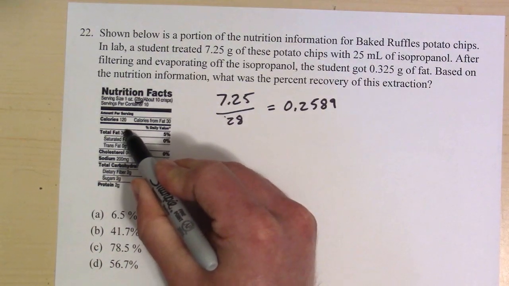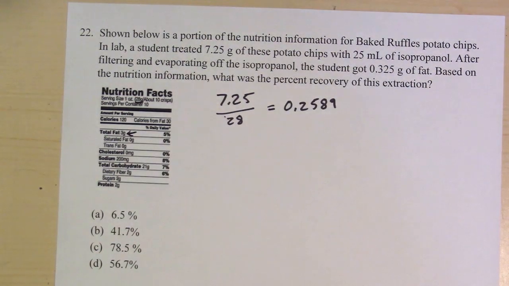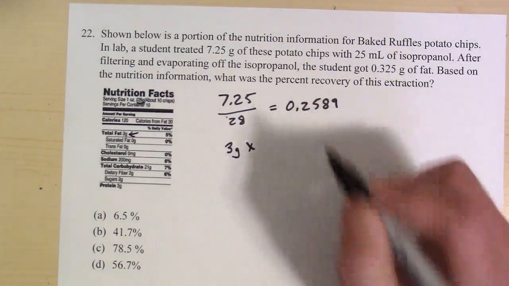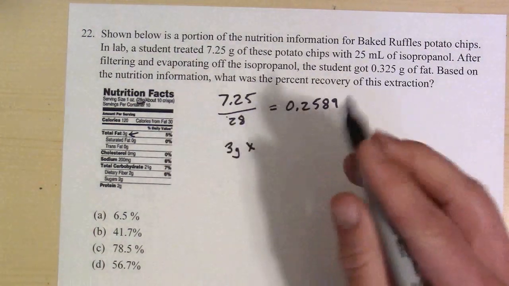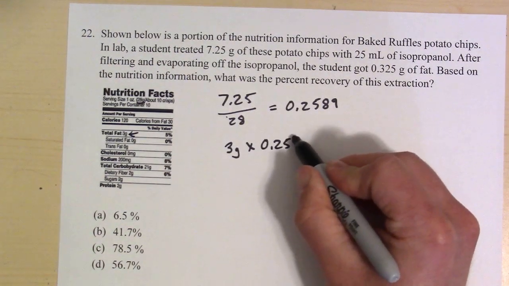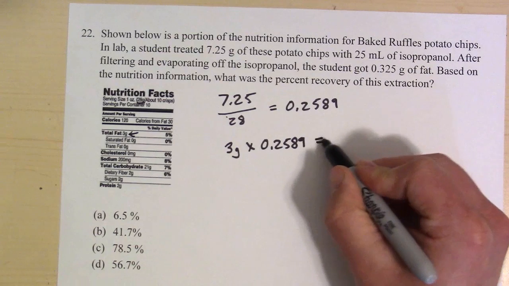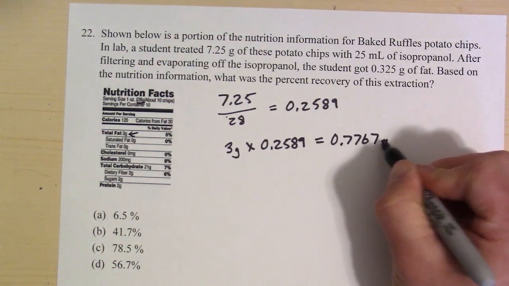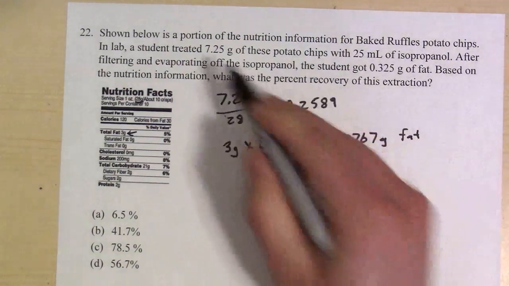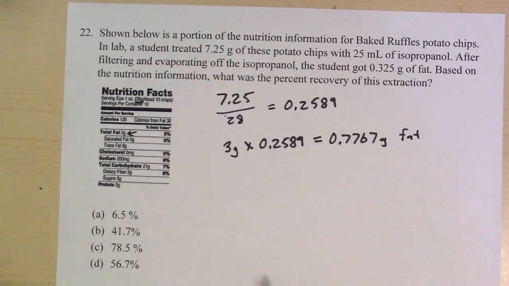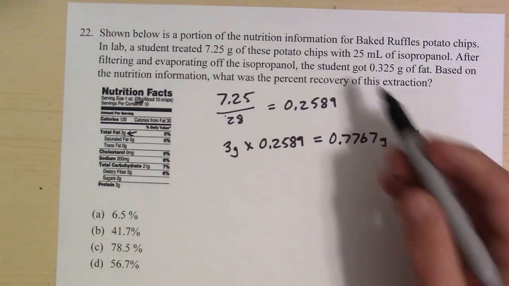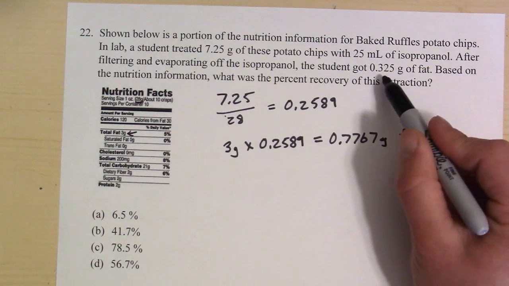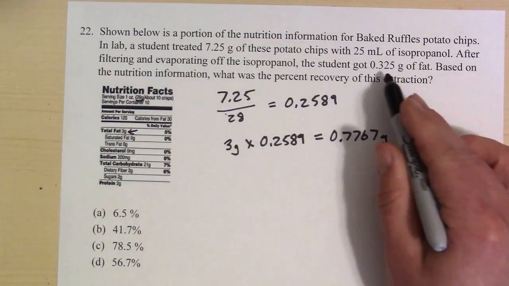So we're given here that the total fat should be 3 grams. So 3 grams multiplied by the portion of the serving size. That will give us that we could potentially have 0.7767 grams of fat in this 7.25 gram sample of potato chips. The amount of isopropanol here isn't really important, but we're given that the amount of fat that was recovered was 0.325 grams.